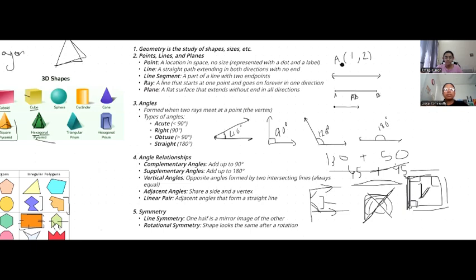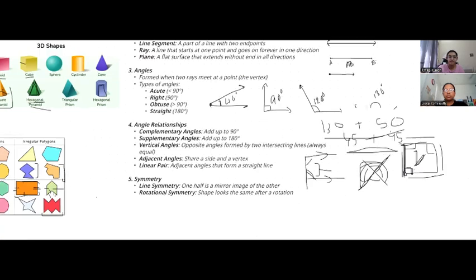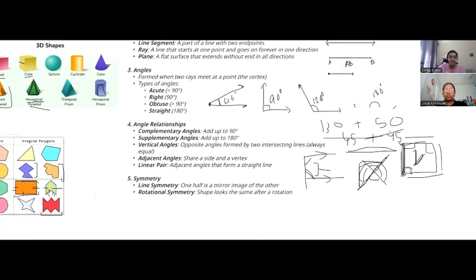And finally, we will look at the last topic, which is symmetry. Okay, so let's get into symmetry. Also, another great example of adjacent angles. Oh, wait, I kind of just deleted a small portion, but that's okay.